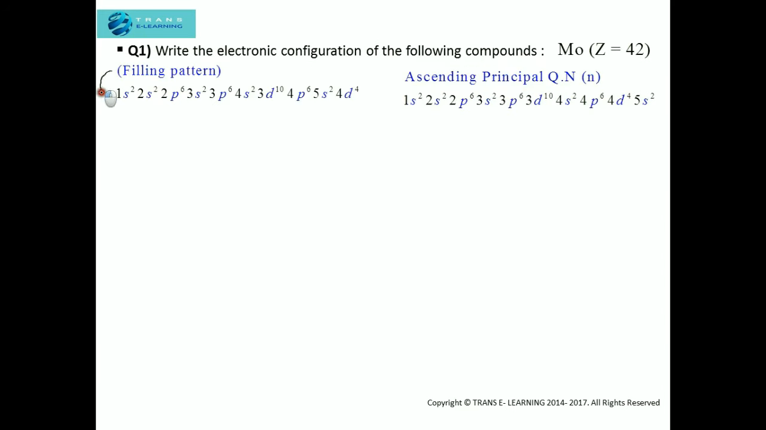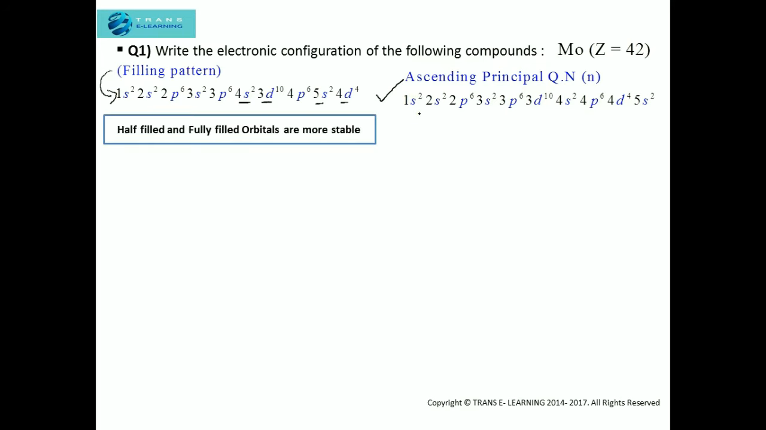You can see here the electronic configuration as per the filling pattern, in which I have filled 4s before 3d and 5s before 4d, and this is as per the ascending principal quantum number. Definitely we will consider this as the final electronic configuration because principal quantum number determines the main energy shell of an atom. But here we have an exception.